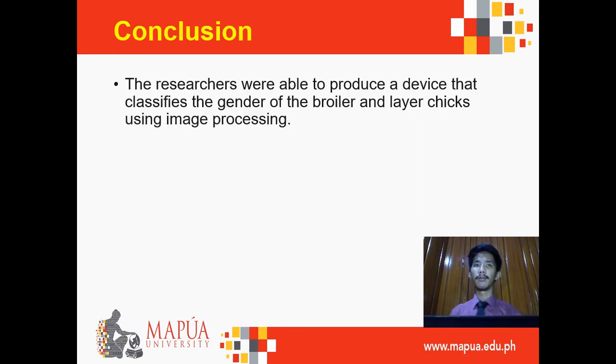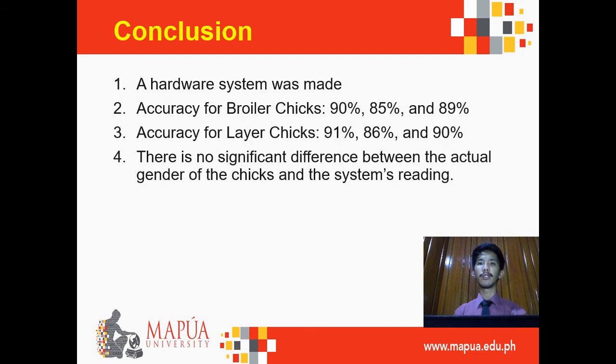Thus, the conclusion: the researchers were able to produce a device that classifies the gender of the broiler and layer chicks using image processing. Other conclusions are as follows. A hardware system was made. Next, according to the gathered data, the average accuracy for broiler chicks of the expert, newly trained sexer, and the system are 90%, 85%, and 89% respectively, while on layer chicks are 91%, 86%, and 90% respectively.